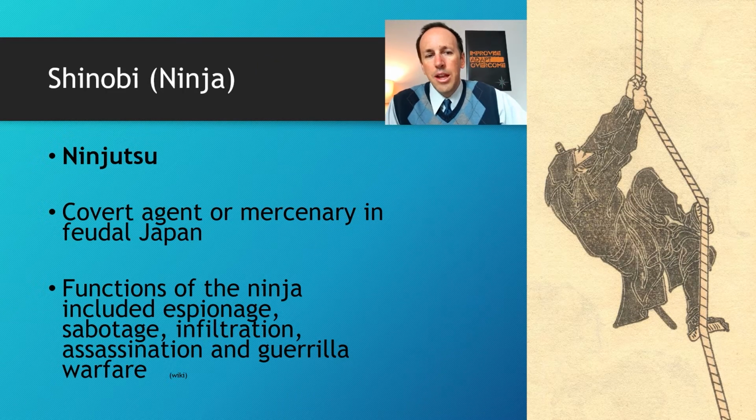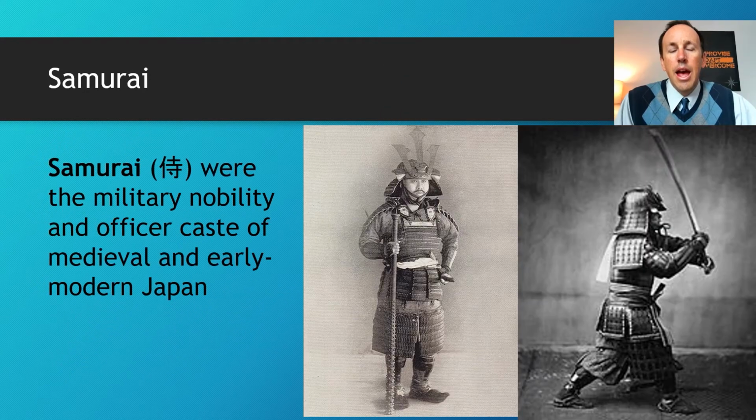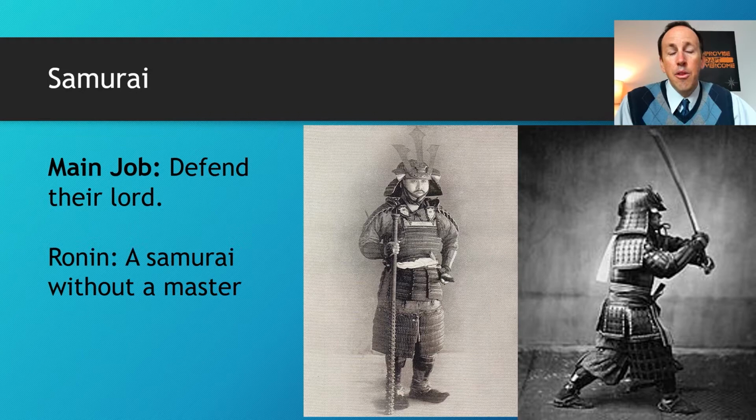Functions of the ninja include espionage, sabotage, infiltration, assassination, and guerrilla warfare. And we compare the ninja to the samurai. The samurai would be like a Navy SEAL. And later we'll look at soldiers and knights from the Middle Ages and the feudal system, and then we're going to compare Japan to that feudal system. We're going to compare the knights, what we think of like King Arthur and those types of knights, to the samurai warriors. Their main job: defend the lord. Ronin: samurai without a master. We talked about that. You can see their armor and their awesome sword.